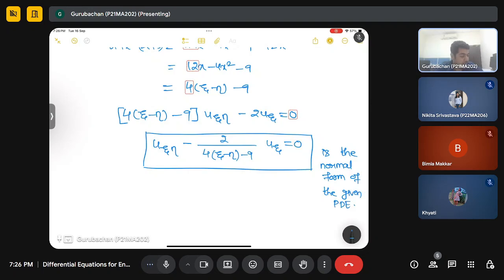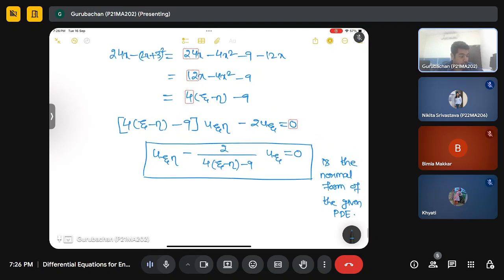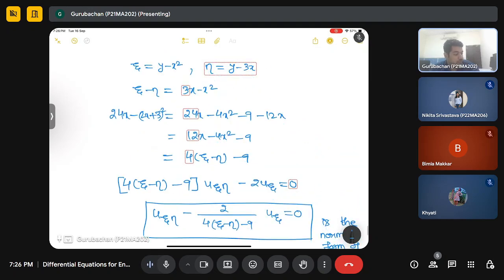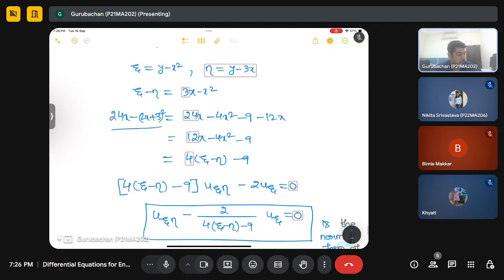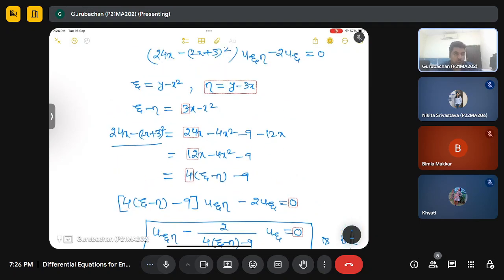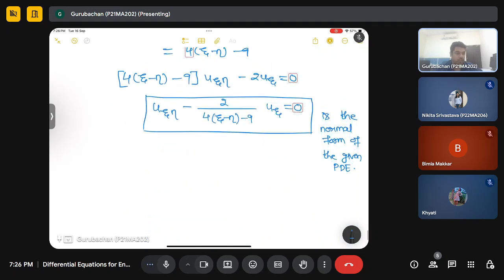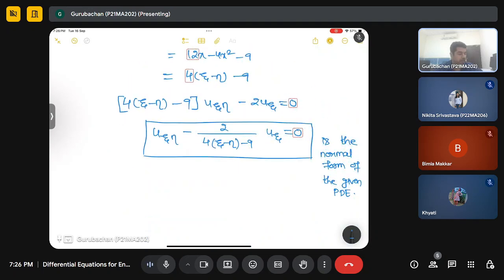Observe here, this quantity is non-zero. Why? This value is, if you will see here, 3x minus x square. Okay, so x is not equal to 3 by 2, so this will never be satisfied. This will never be a zero quantity. Since it is a non-zero quantity, we can divide with it.